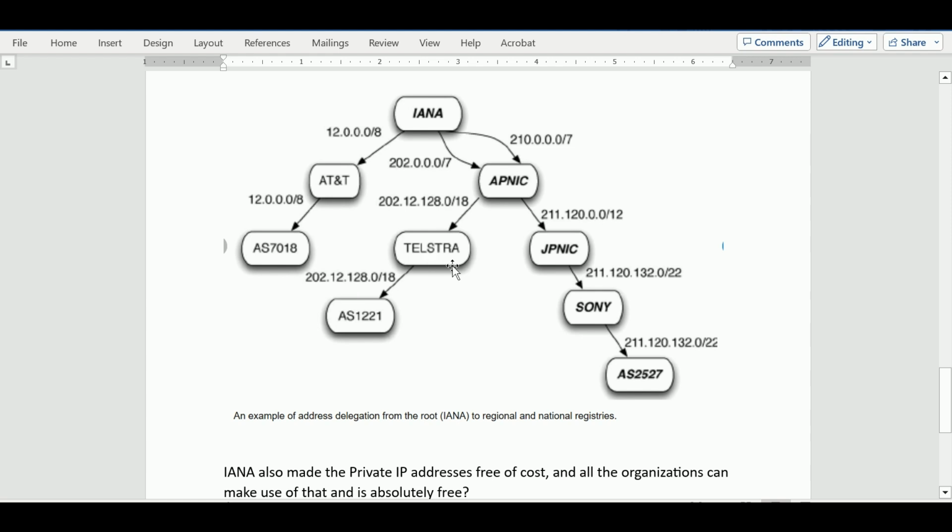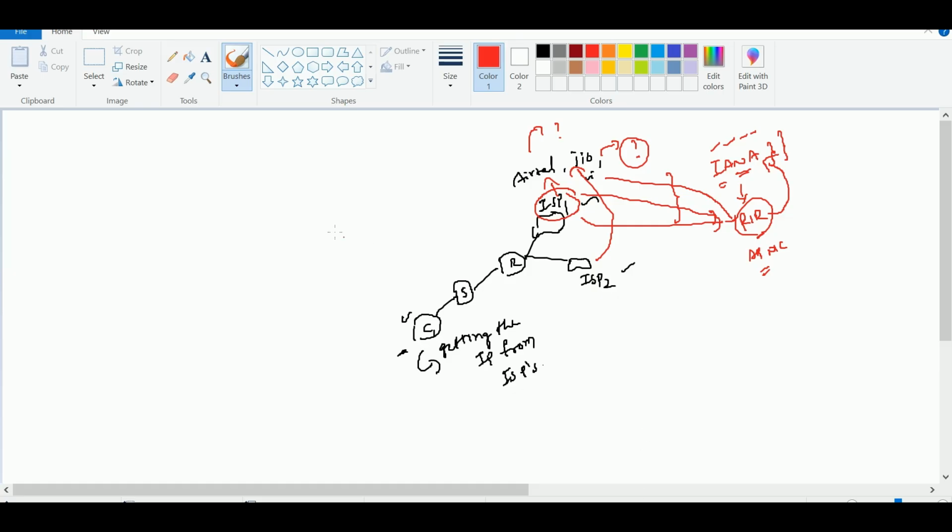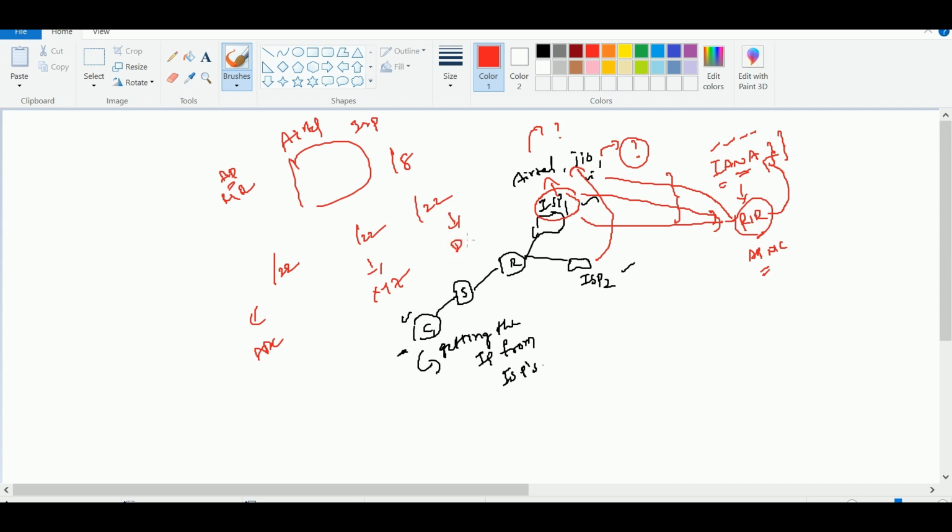Once this Telstra company buys the IPs from this particular RIR, the internet registry, they can send them over to their clients. Let's say this is my Airtel ISP in India. His RIR is going to be Asia Pacific. So let's say he received a /8 block. What he can do is give a /22 to some ABC company, and give some /22 to some XYZ company. Based on how much amount you are paying, accordingly you will get it.